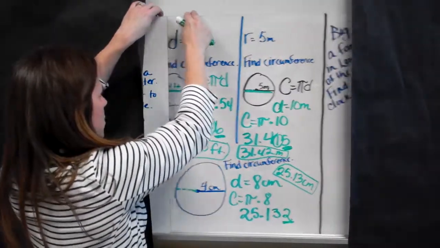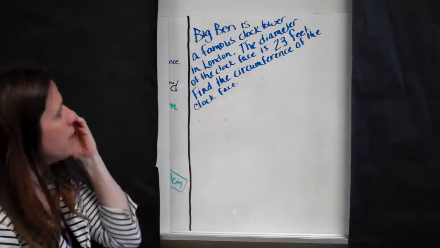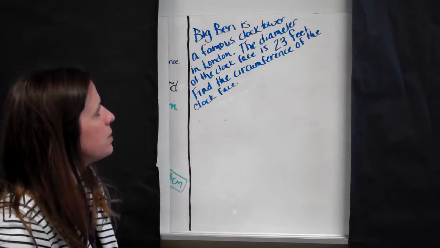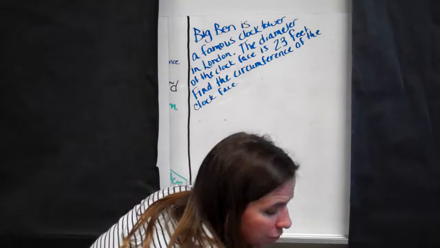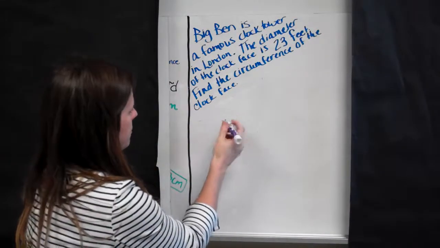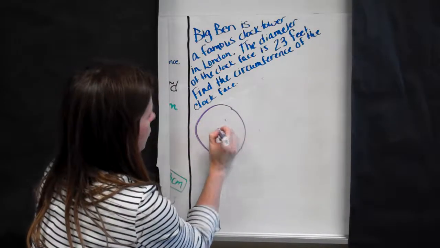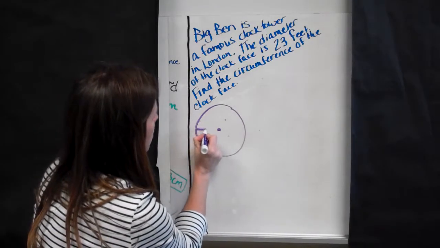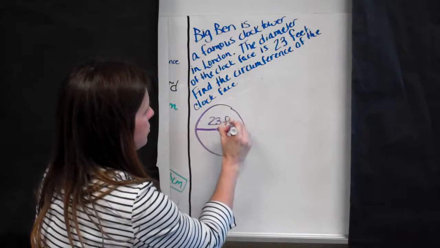Okay, I have one more in the form of a word problem. Big Ben is a famous clock tower in London. The diameter of the clock face is 23 feet. Find the circumference of the clock face. If you've ever been to London before, you probably never thought about the diameter of the clock face. You've seen Big Ben. But we'll draw that clock face here. And diameter goes from one side of the circle to the other through the center. So this is 23 feet.